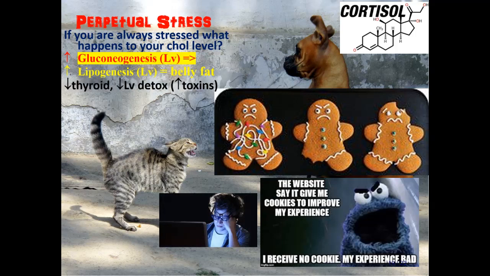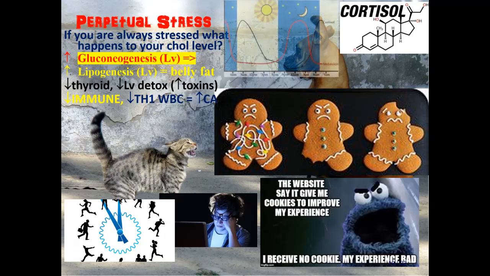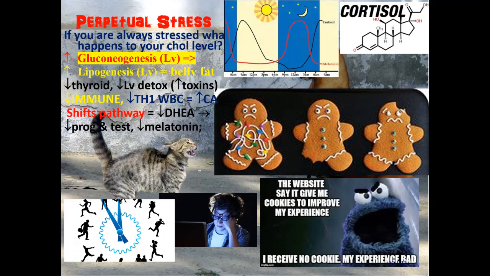Oh, staying up late decreases your thyroid, decreases your liver's ability to detox because it's overwhelmed trying to do gluconeogenesis and then lipogenesis. It can't do what other stuff it does. If you're running around the clock, you stay up late, you decrease your immune system. Everything is being meant to make glucose. We need glucose. That's what cortisol does. It can't think. And so you suppress your immune system. CA again is cancer, but you suppress your immune system. And it shifts your pathway so you have low melatonin, low progesterone, low testosterone.